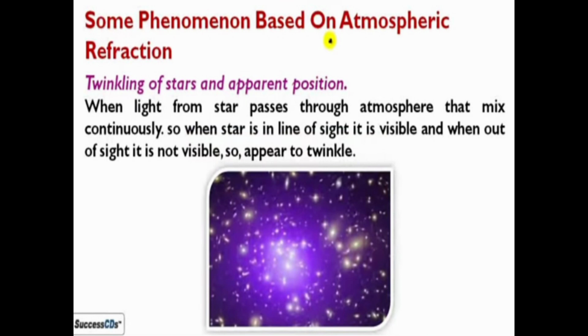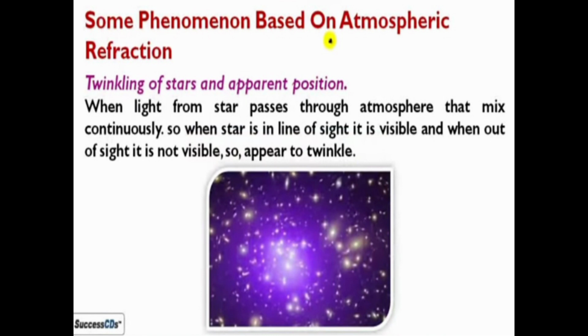So this is the twinkling of the stars and its apparent position. I hope that I am clear to you. Twinkling of the star is simple: whenever the starlight enters the Earth's atmosphere, it undergoes continuous refraction. Only if it undergoes continuous refraction will the light be able to reach our eyes. So before it reaches the Earth, the starlight continuously refracts.